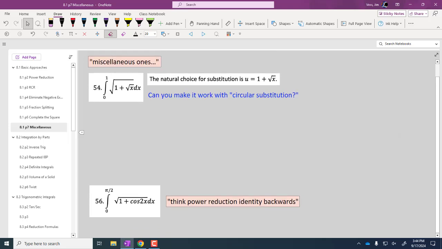All right, let's try this one. Oh my gosh, so totally random. Got a square root of a square root. So you all try this as your substitution and see if you can make it work, while I go fill my water bottle up.